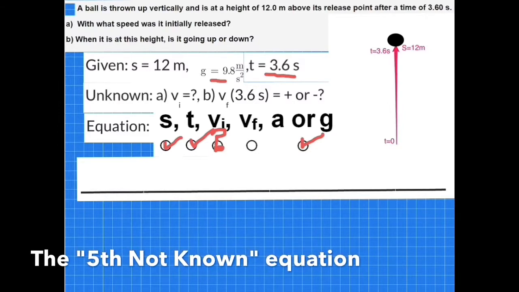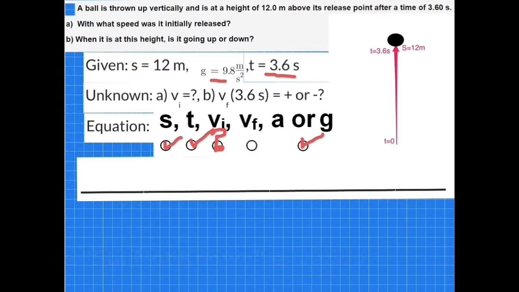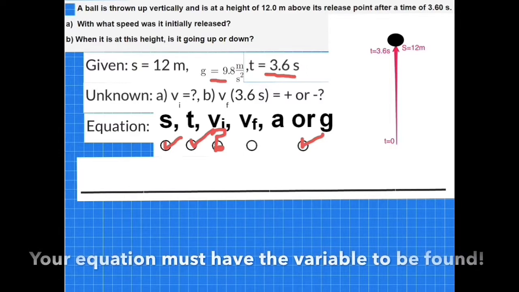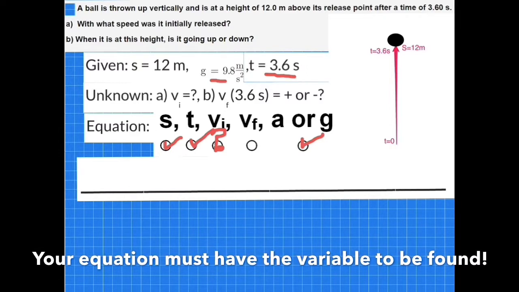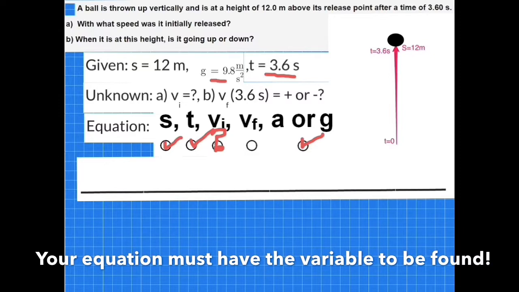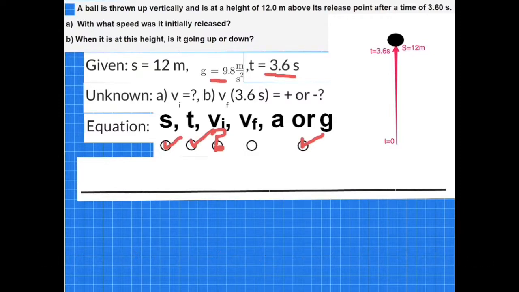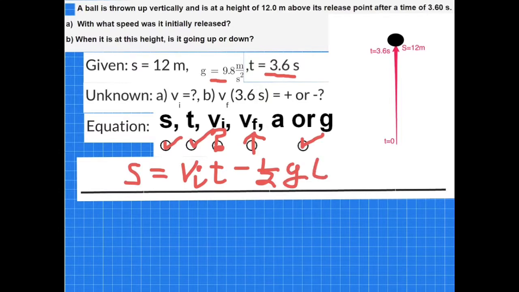The fifth, not known equation, the equation that will work, must have the three things that you're given and the variable that you're solving for. You must use all three things that you're given. You must have the thing that you're solving for present in the equation. Otherwise, you can't solve for it with that equation. The correct equation is the final velocity not known equation. So we write that down. Displacement S is equal to initial velocity times the time minus 1/2 acceleration of gravity, g, times the time squared.